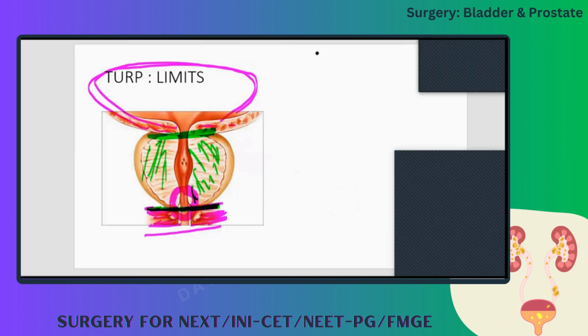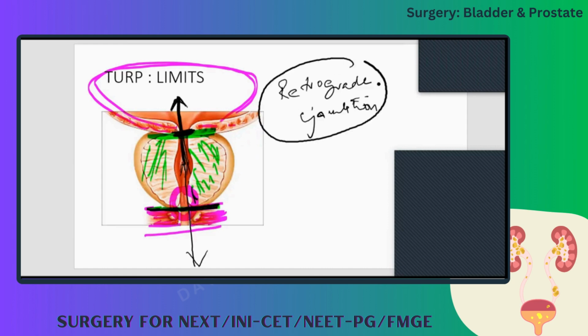Then there is a complication called retrograde ejaculation. Normally the semen is released from the prostatic utricle and travels in only one direction, coming outside through the meatus because the bladder neck is normally closed. But after TURP, the bladder neck is wide open, so there will be spillage of semen into the bladder. This is the most common complication, retrograde ejaculation.